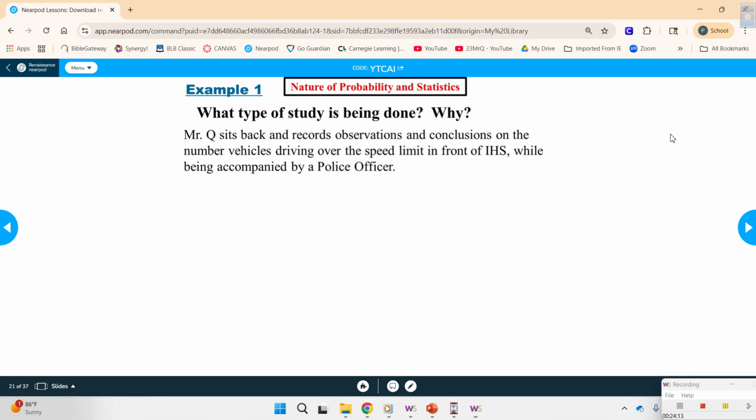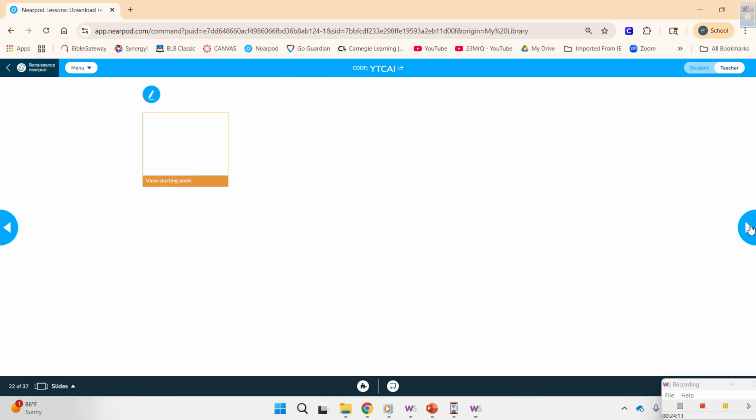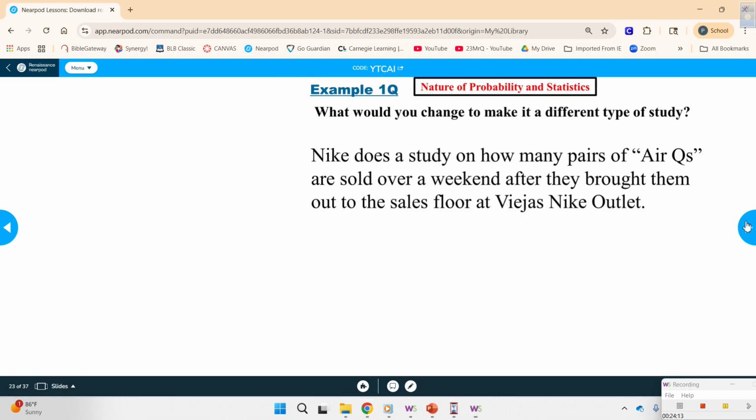All right. Next, look up. Here goes another one. Nike does a study on how many pairs of Air Qs are sold over a weekend after they brought them out to the sales floor at the Nike outlet. Tell your neighbor what kind of study is that, observational or experimental?